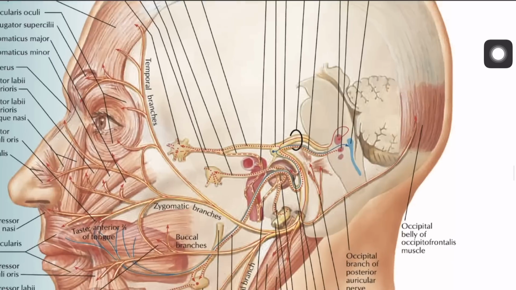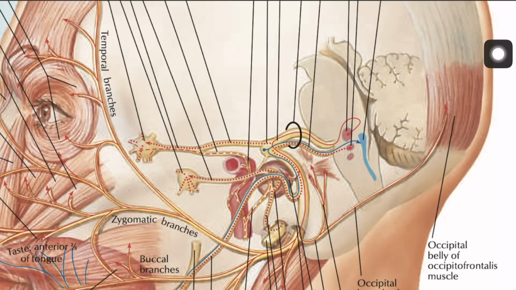So yeah, these are the branches. We talked about the nerve. It's coming from the facial nucleus, and then has a small course inside the brain, and then enters the facial canal.